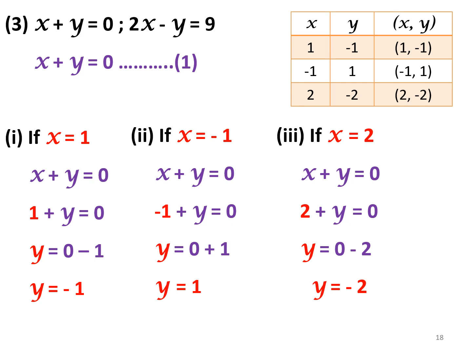When the value of x is 1, the value of y is minus 1, and therefore the xy coordinate is 1, comma minus 1. If the value of x is taken as minus 1, the value of y is 1, and therefore the xy coordinate is minus 1, comma 1. If the value of x is taken as 2, then the resultant y is minus 2, and therefore the xy coordinate is 2, comma minus 2.